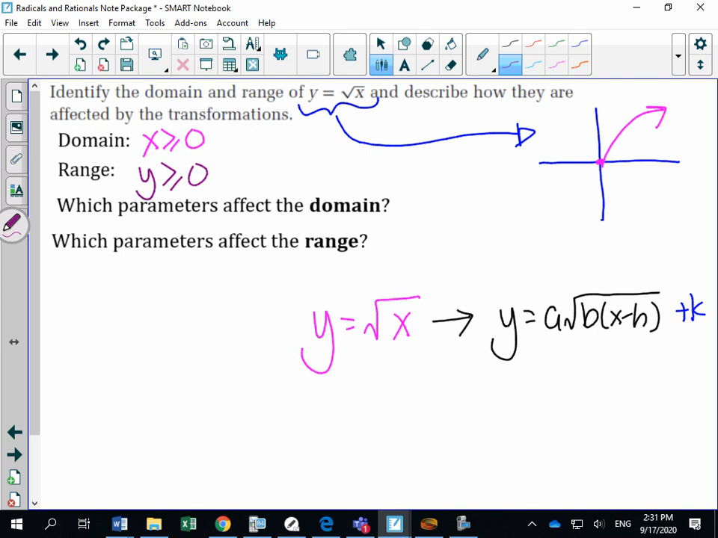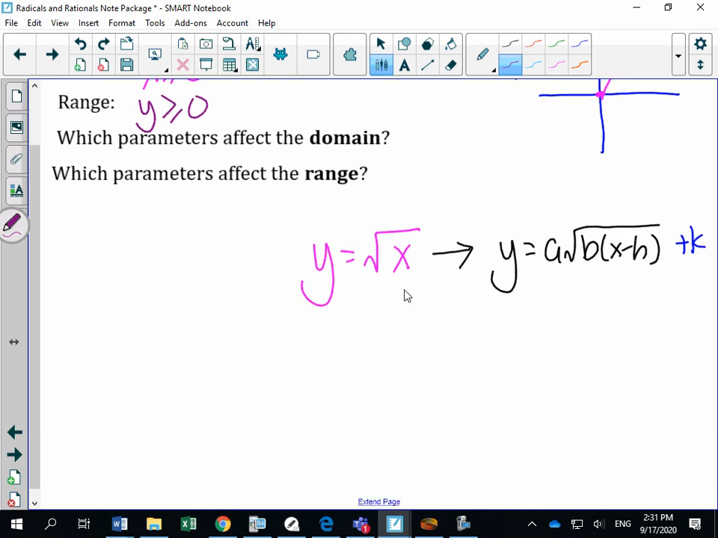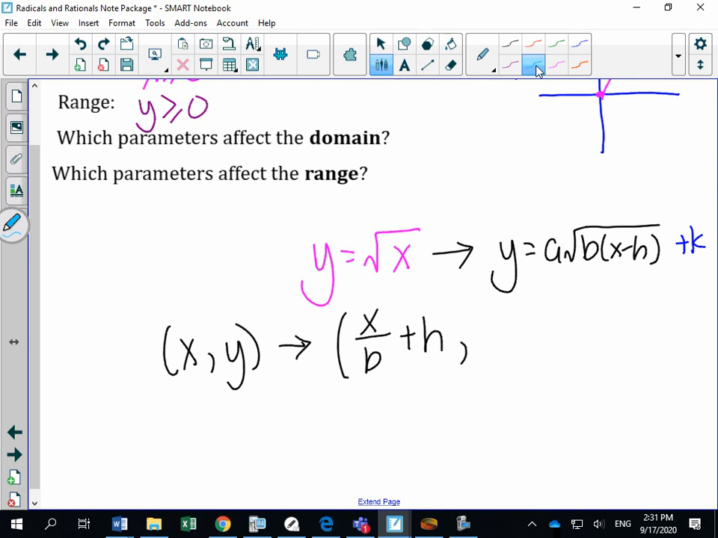What are the parameters that affect domain? The parameters between A, B, H, and K that affect the X values. And remember in my transformation, it's x over B plus H. So the parameters that affect the domain are going to be the B value and the H value.